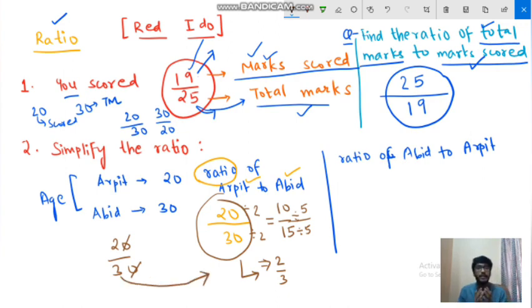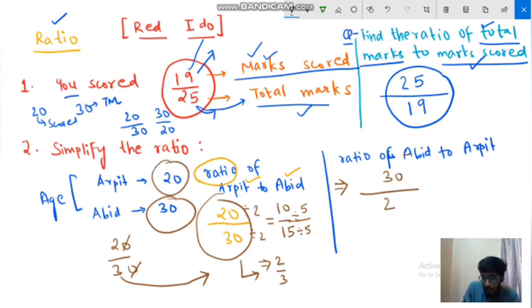Okay, so we are simplifying the ratio. You have to find the common factor that will divide both the numerator and the denominator. Now this one you will help Bhaiya to do. Ratio of Abid Bhaiya's age to Arpit Bhaiya's age. Abid Bhaiya's age will come first in the numerator, which is 30, and Arpit Bhaiya's age will come in the denominator, which is 20. If you simplify it, you will get 3 upon 2.